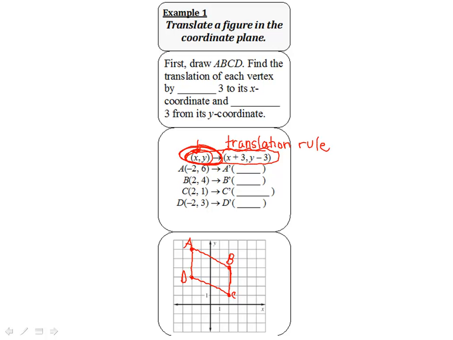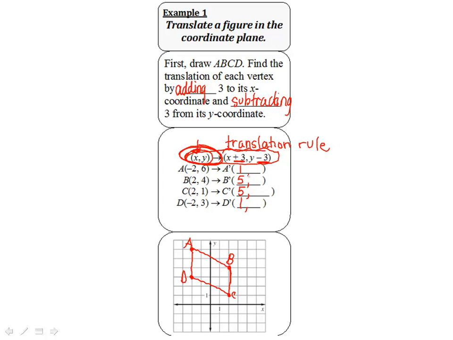And notice I just have the capital letters. It says find the translation of each vertex by, we're going to first do this plus 3. That plus 3 means adding 3 to each x coordinate, and then over here we have minus 3, so we are subtracting 3 from each of its y coordinates. So I'm just going to go through and all the x's, I'm going to add 3. So negative 2 plus 3 is 1. 2 plus 3 is 5. 2 plus 3 is 5. Negative 2 plus 3 is 1. So there's my new x values.